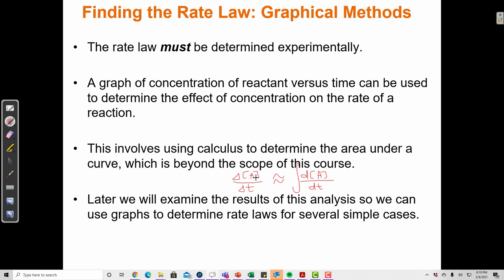And so if we take the integral of this value, then we can get a much more accurate, much more precise number for this rate than just doing what we're doing in this class using algebra. This is using algebra to determine the area under the curve. And when we use calculus to determine the area under the curve, then we get a much more accurate representation.